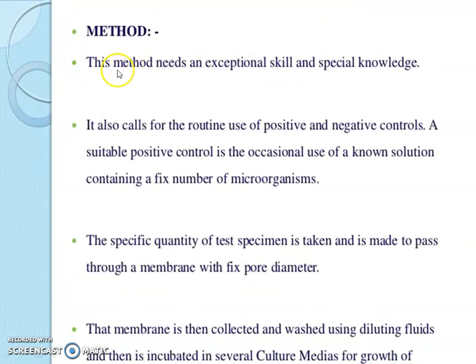This method needs exceptional skill and special knowledge. It also calls for the routine use of positive and negative controls. A suitable positive control is the occasional use of a known solution containing a fixed number of microorganisms. A specific quantity of the test specimen is taken and made to pass through a membrane with a fixed pore diameter. That membrane is then collected, washed using diluting fluids, and incubated in several culture media for growth of organisms.